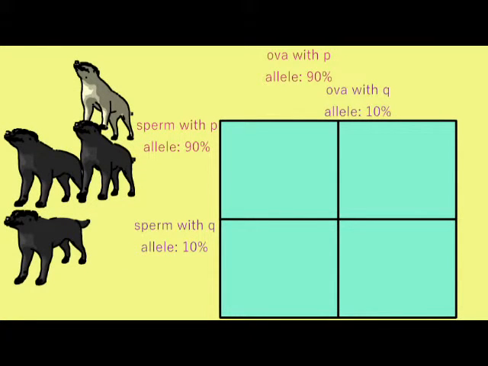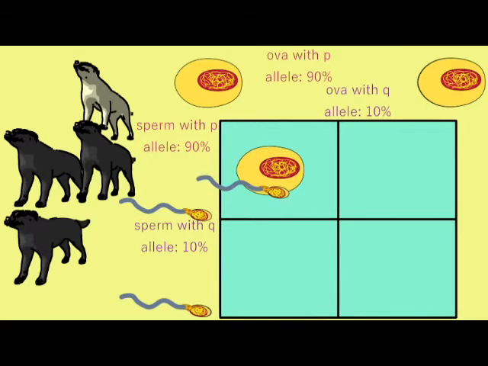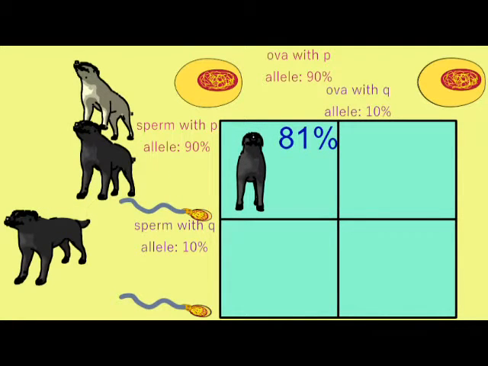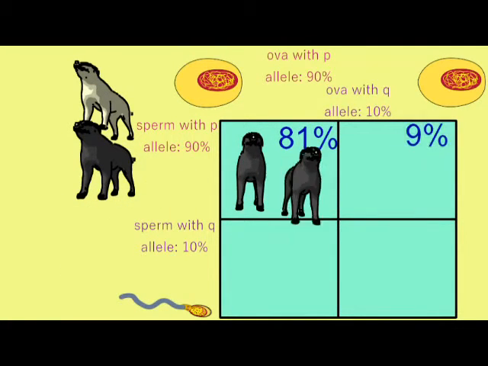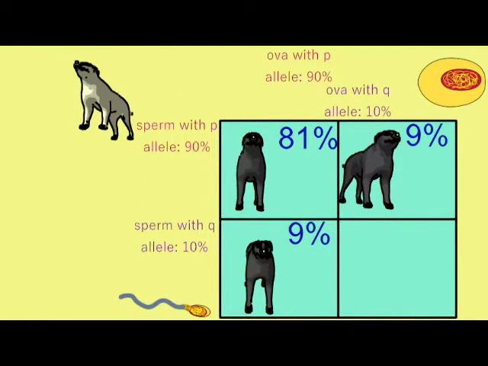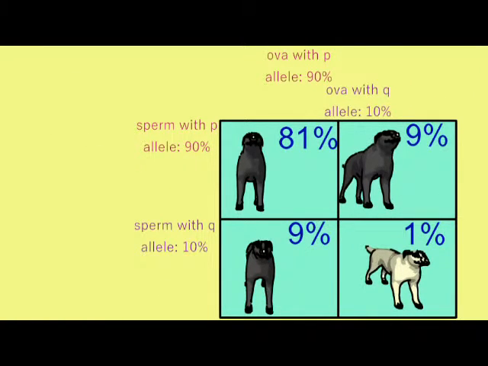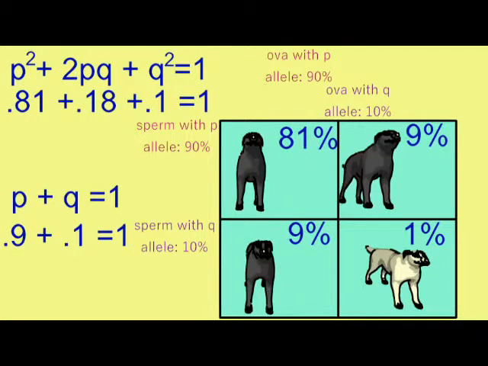In a population where 90% of the sperm and ova possess the dominant P allele, and 10% of the sperm and ova possess the recessive Q allele, one can calculate the frequencies of the P homozygotes, the heterozygotes, and the Q homozygotes. Note that the sum of all of these categories, the P homozygotes, the heterozygotes, and the Q homozygotes, equals 1, 100% of the individuals of the population.